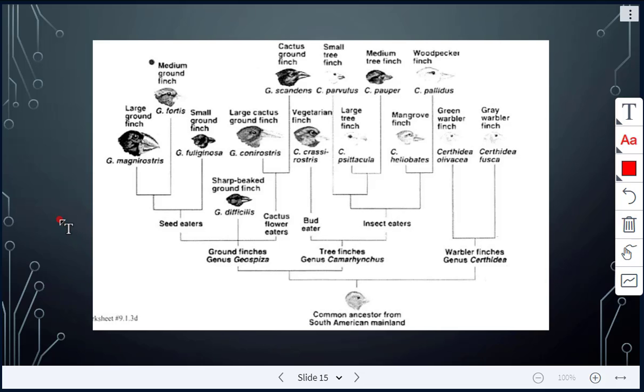But the important note here with Charles Darwin's studies is that all of these finches arose from a common ancestor. So one common ancestor from the mainland, the South American mainland, and from that ancestor, all these other finches arose as different species based on the type of island and the type of food that was available to them on those islands.